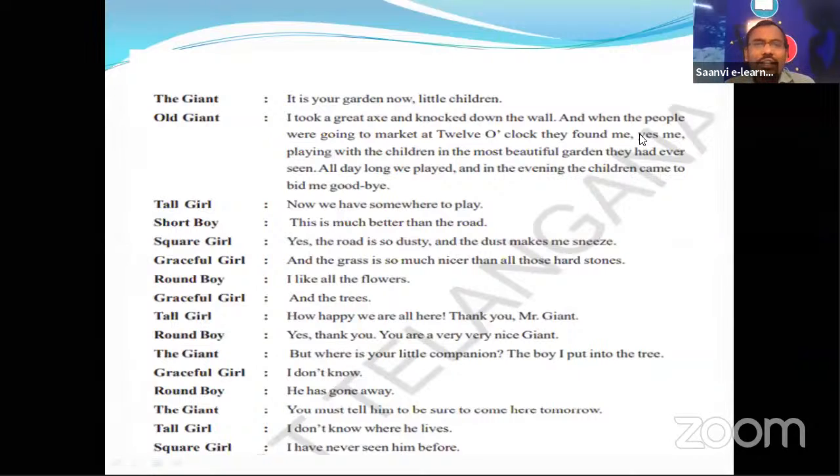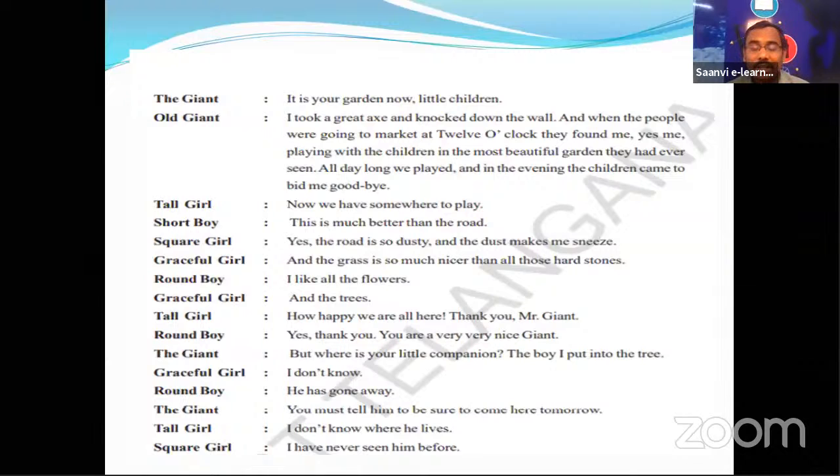It is your garden now, little children. The giant softly said to the children that it is your garden now. I took a great axe and knocked down the wall. And when the people were going to market at 12 o'clock, they found me, yes, me, playing with the children in the most beautiful garden they had ever seen.